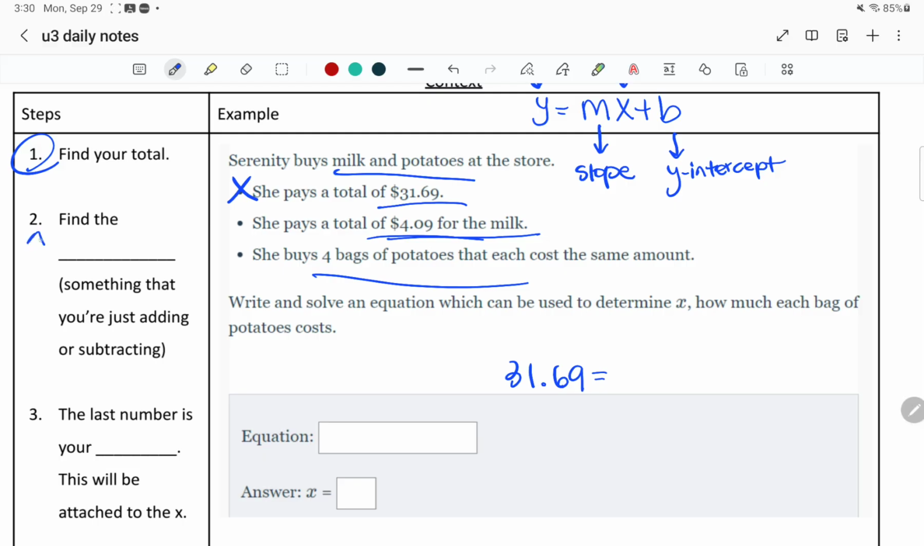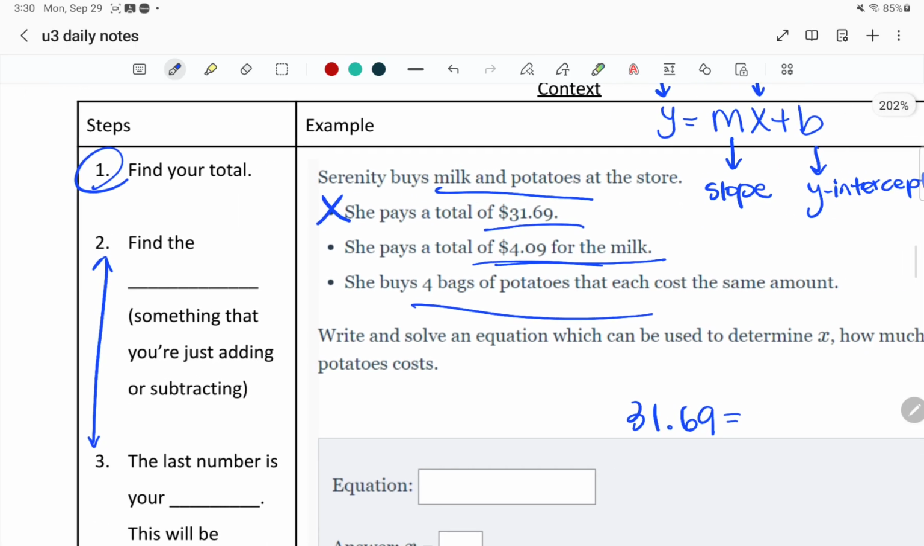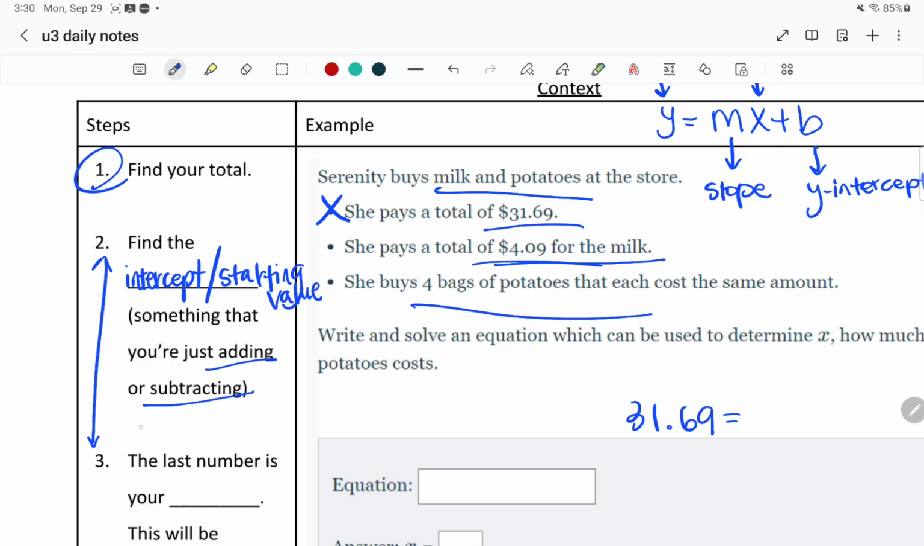Next, 2 and 3 kind of interchange. Okay, you have an added value and a multiplied value, right? You have the slope, which is multiplied to the x, and you have the b, which is added to the x in y equals mx plus b. So we've got to find the intercept, aka we need the starting value, or we're also going to call it the added value. It's always going to be added or subtracted. It's a singular thing that we only add in once.